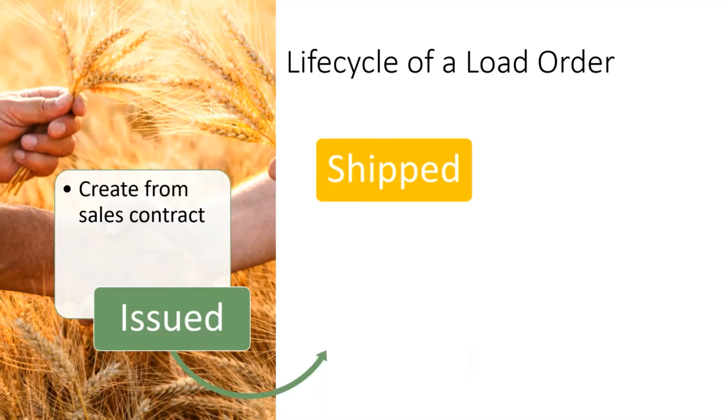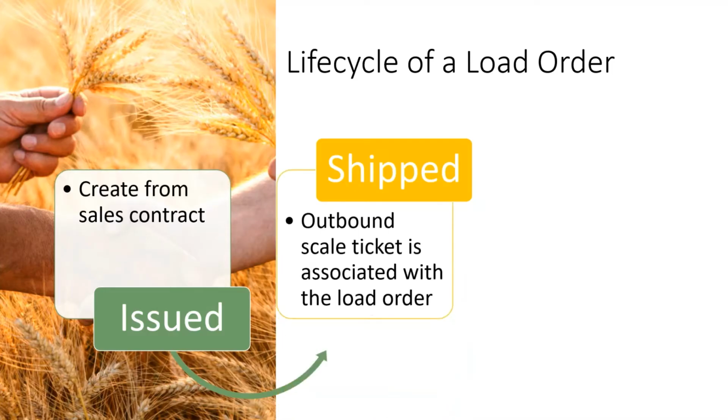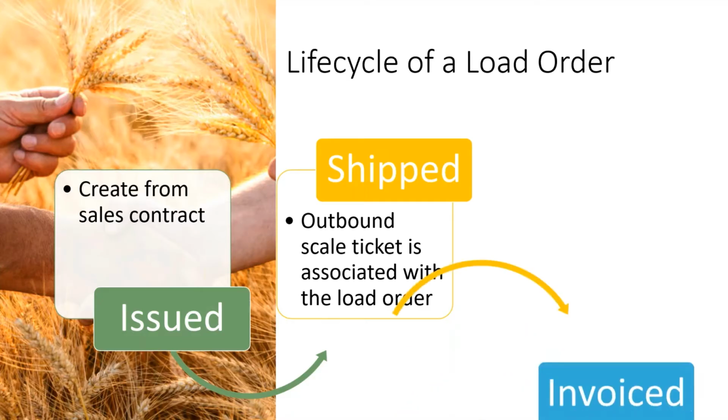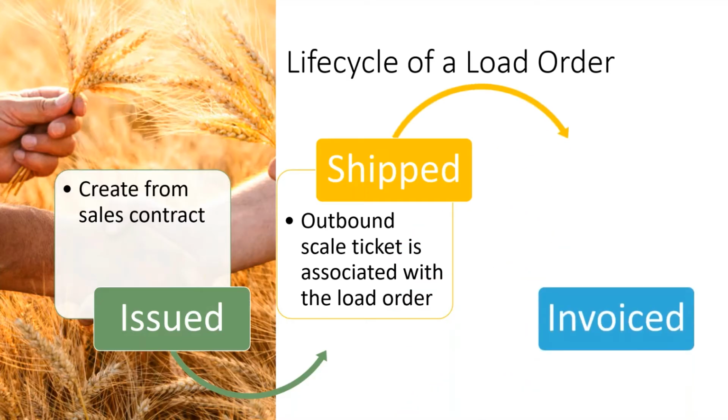The next step, usually the following week or sometime in the future, it's shipped. And so the shipping is accomplished through an outbound scale ticket. The outbound scale ticket is associated with the load order. And so now we know that the status of that load order is shipped and it's en route, being delivered or picked up from to the customer. The following step is to invoice the load order.